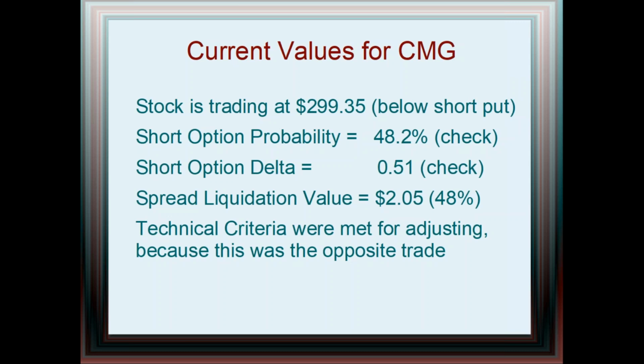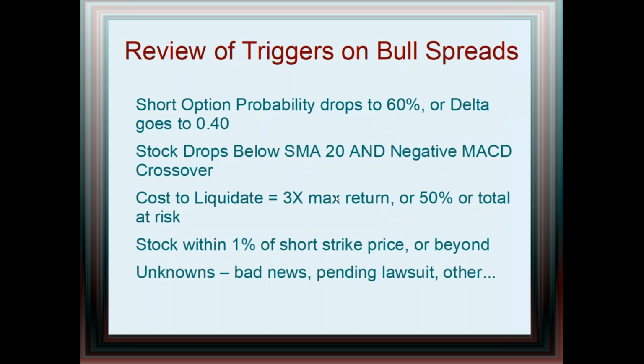Now I'm not going to talk about the technical criteria. I wouldn't have opened a bullish spread on CMG because it had the opposite criteria of what I would look for. But here we are in a position where most of the criteria we would use as a trigger point have been met, and it is below our short put strike price, so it's probably time to adjust. Short option dropped below, the probability is below 60 and the delta is above 0.40.